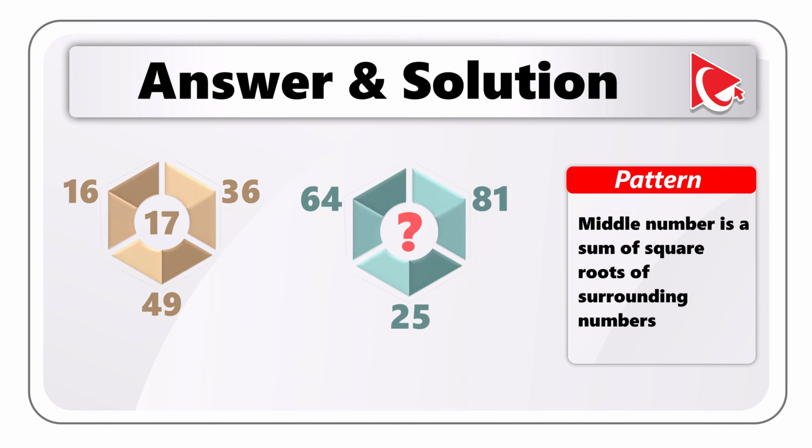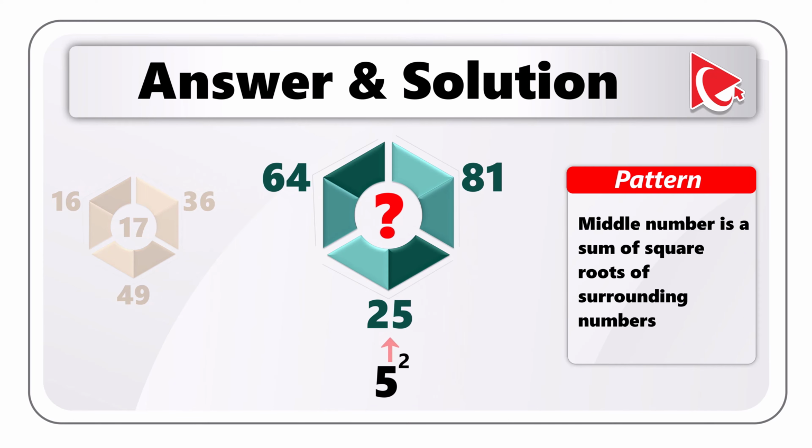Knowing this, let's calculate the missing number. 5 squared equals 25, 8 squared equals 64, 9 squared equals 81. So the missing number would be calculated as 5 plus 8 plus 9 equals 22. So the correct answer here is choice C, 22.